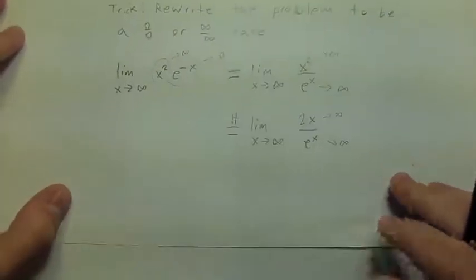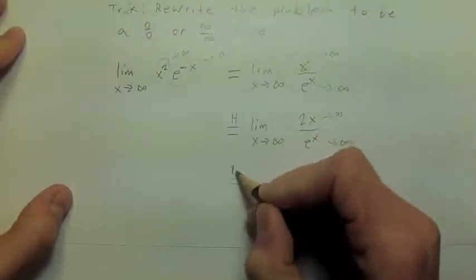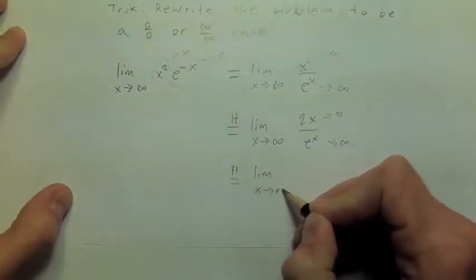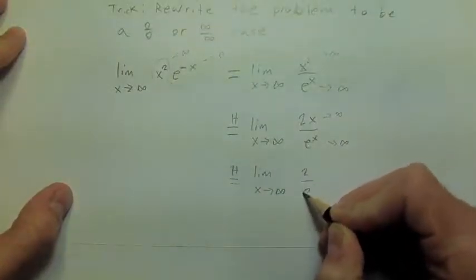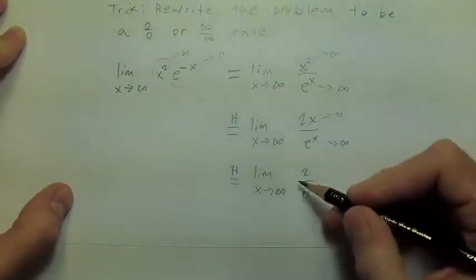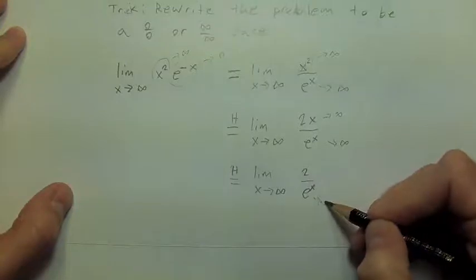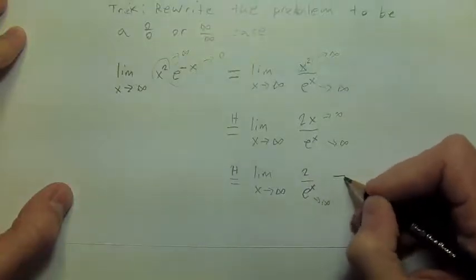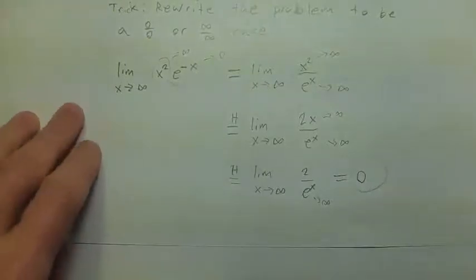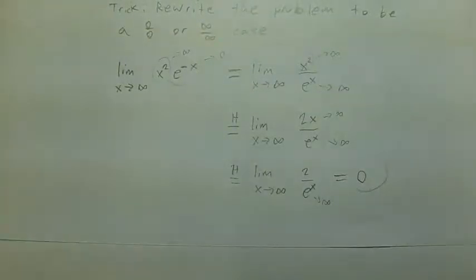So now we'll use L'Hopital's rule again to give me the limit as x goes to infinity of 2 over e to the x. Okay, so now the numerator is just 2, and the denominator is going to infinity, so the whole thing goes to 0. Okay. So there we go. There's one case where a 0 times infinity gives us 0.